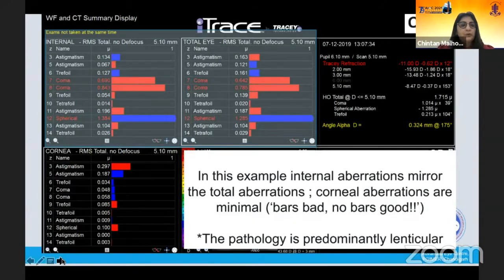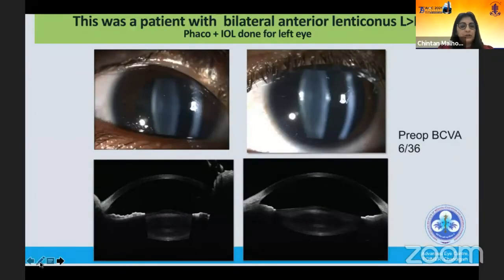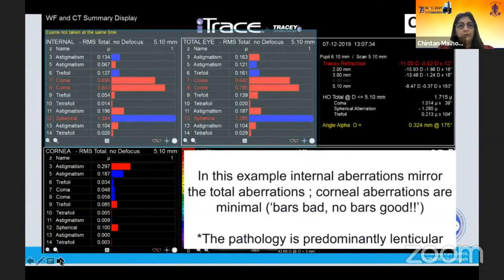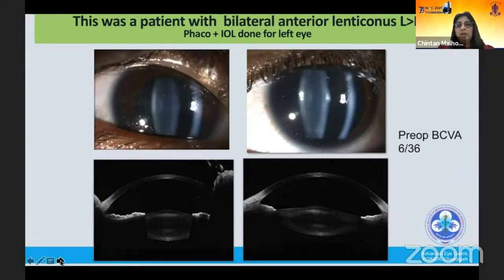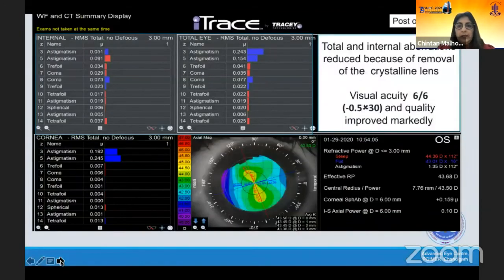Digressing from the Chang analysis, just to give this a bit of a clinical perspective. So this image that I have shown, the predominantly lenticular aberrations, this was a patient with bilateral anterior lenticonus, as can be seen clinically as well as on the ASOCT. And he had a preoperative best corrected visual acuity of 6/36, probably because of the extreme degree of aberrations and the high refractive error. And once we did phaco surgery for the left eye, we can see that the total and the internal aberrations have reduced because of removal of the crystalline lens. The cornea is showing a few bars because the left eye had some residual astigmatism, but otherwise the visual acuity also improved from 6/36 to 6/6, and the eye trace tells us that the internal aberrations have gone.